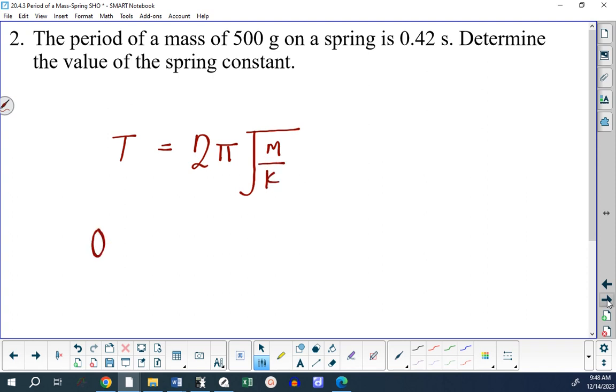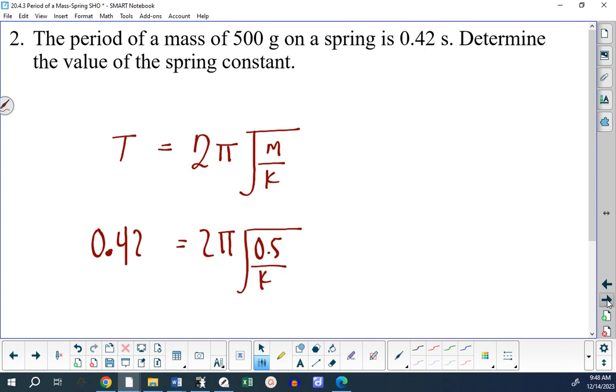This time we're going to put the 0.42 here, and I put the units in the previous question because I wanted to have a discussion about units. Let's just leave the units out for this question. Then we have 2 pi and the square root of the mass, which is 0.5 over k.